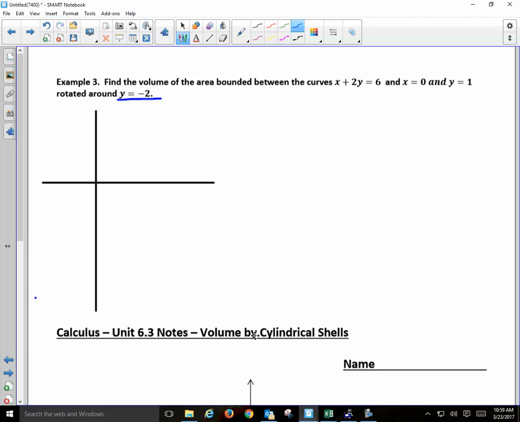So anyway, we're going to take this curve. It's actually just a line, x plus 2y equals 6. Can somebody tell me what the x-intercept is for that line? Very good, it's 6. How about the y-intercept? 3.